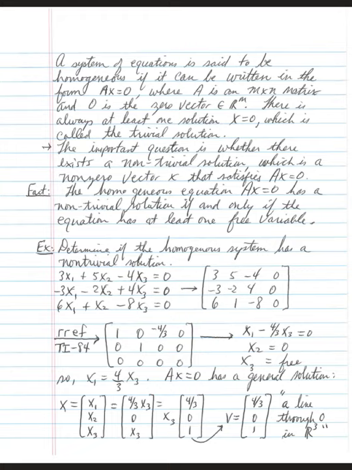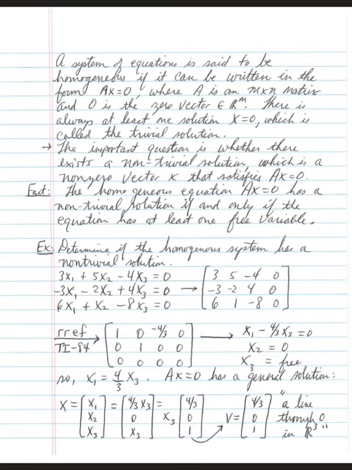A system of equations is said to be homogeneous if it can be written in the form AX equals 0, where every equation is set equal to 0. A is an m by n matrix, and 0 is the 0 vector with however many entries you need to make the multiplication possible. There's always at least one solution: if you were to just make all the x's 0, then the answer has to be 0. In a real number system, if you take a number times 0, you'll get 0. So this is the matrix equivalent.